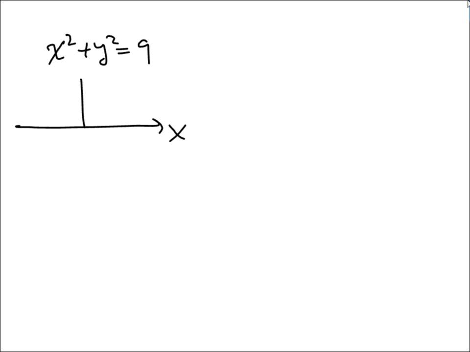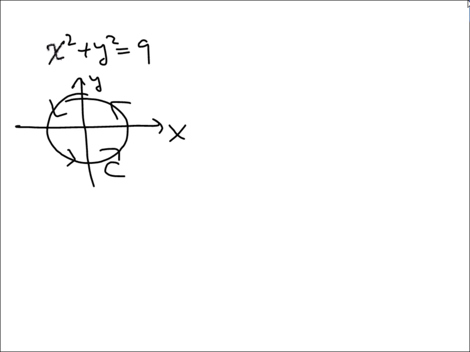Section number 49 is entitled Line Integrals. Suppose you have this equation, x squared plus y squared equal to 9. Well, that's a circle centered at the origin of radius 3. Let us give it a path. So that's C. It goes along the circle in that direction.